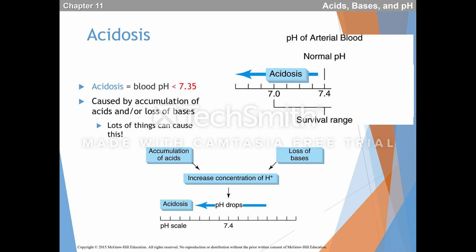Acidosis can be caused by a number of things, but what these things tend to do is cause either an accumulation of acids in the body or a loss of bases in the body. Either of these two things can cause an increase in the concentration of hydrogen ions. And anytime you build up the concentration of hydrogen ions in the body, that is going to lead to a decrease in pH. Once that pH gets below 7.35, we have what we call acidosis.